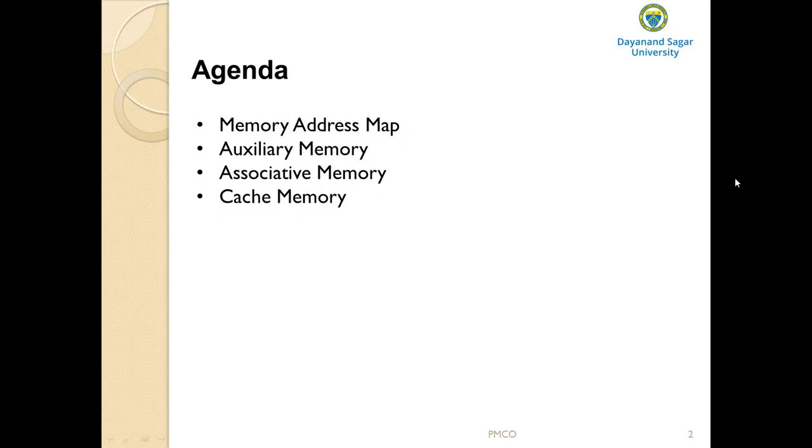Main memory consists of two types: the RAM and ROM. RAM is again of two types: SRAM and DRAM, static RAM and dynamic RAM. And you have seen the organization of these RAM and ROM chips, how they are organized.